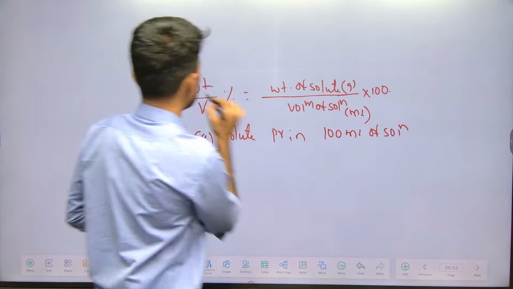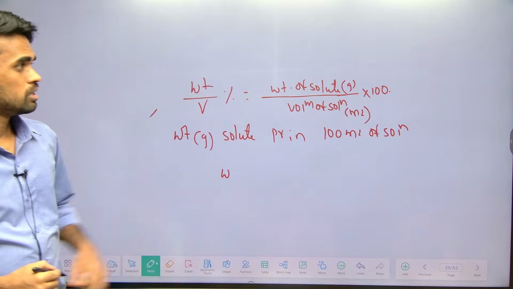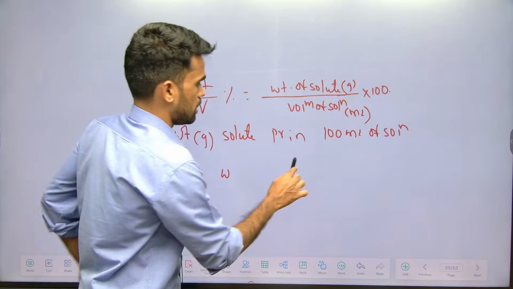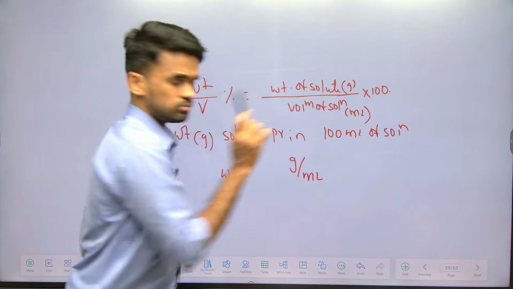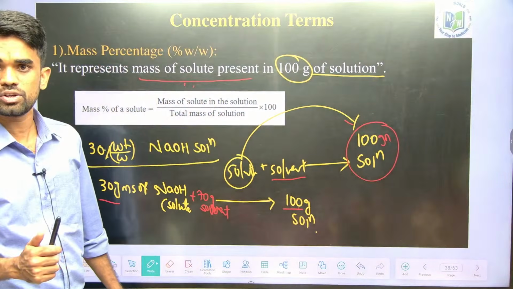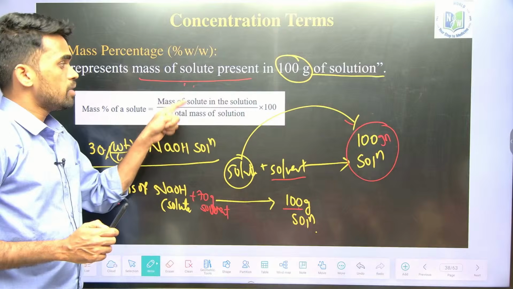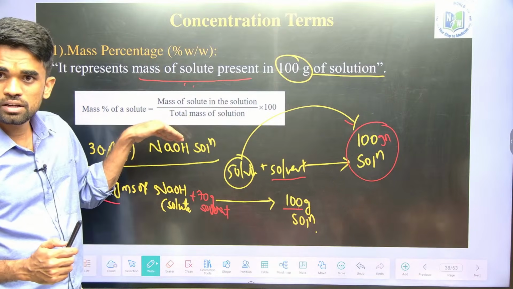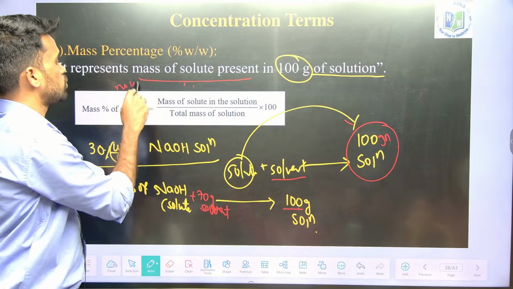So what are the units for weight by volume percentage? Gram per ml we got. Previous explanation for this, you tell me what are the units? Gram and also gram, grams cancel. So no units. In which case is it no units?